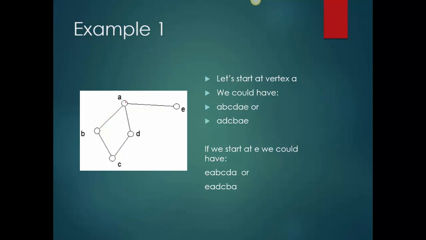A second one, instead of going to B first, I could go to D first. I could go A, D, C, B, A, and then over to E. That works too. So I've gone through every edge exactly once, and you can see when I'm drawing it, it's like I'm drawing the shape without picking up my pencil. That's what you want to look at for Euler paths and Euler circuits. Could you draw the shape without picking up your pencil?